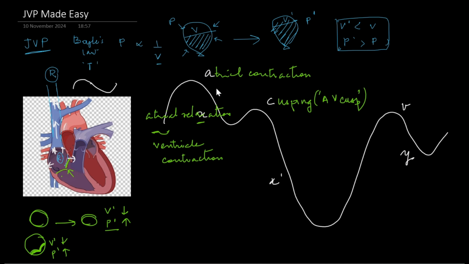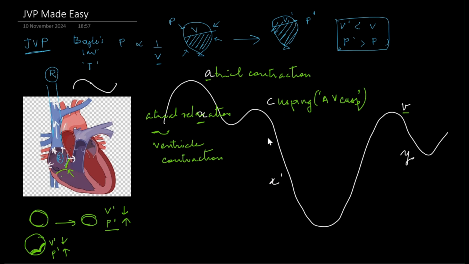So if you're looking at the JVP with your eyes on a real body, in the neck of the patient, you'll be able to see the A and the V. Okay, there will be two waveforms which are visible. C is very minor, very subtle, so you can't see it. But still, we study it in the JVP because it has three crests.